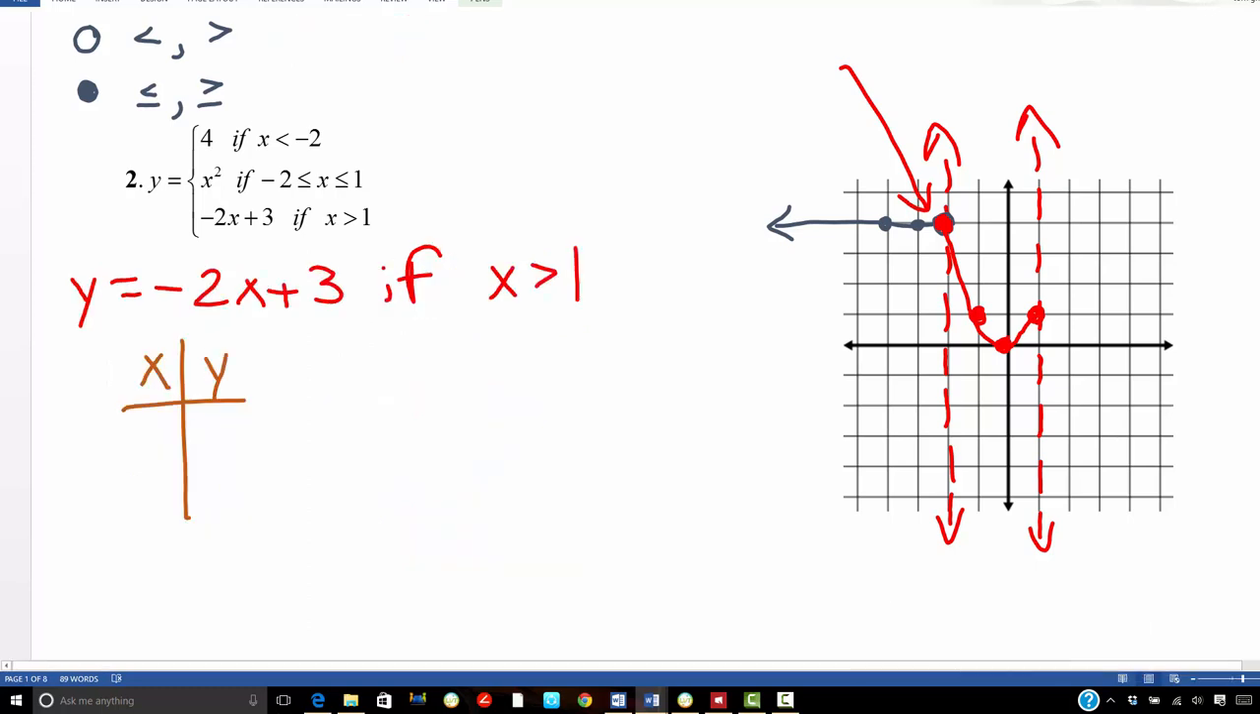All right, so for this last one, y equals -2x plus 3, we only want the piece that is greater than 1. So we're going to pick values starting at 1, and then we're going to pick values that are greater than 1. So 1, 2, 3 are my choices. I know I'm going to have an open dot here, and we're just going to substitute 1, 2, and 3 in for x.